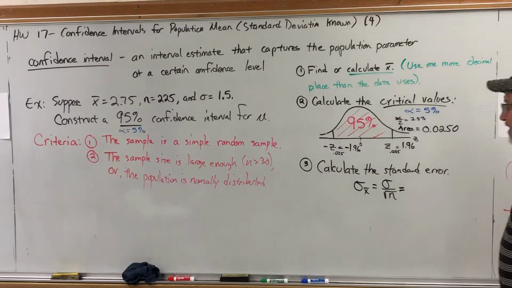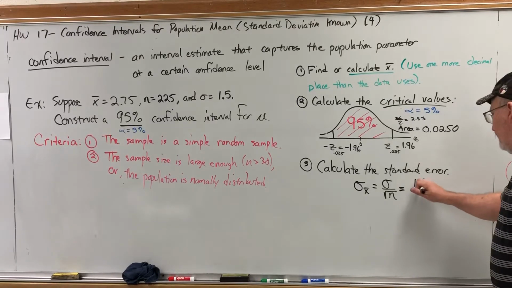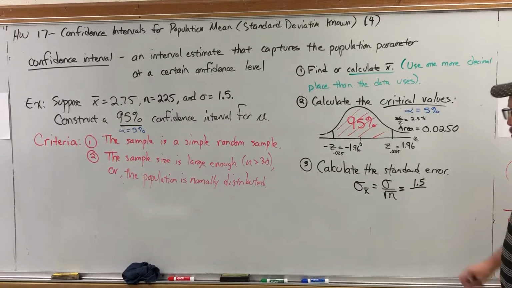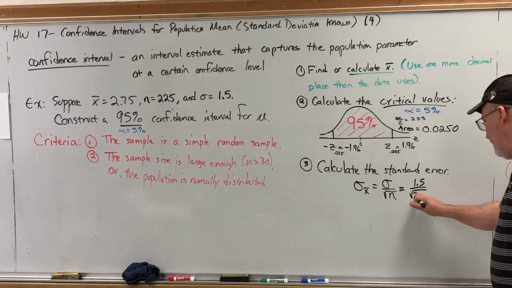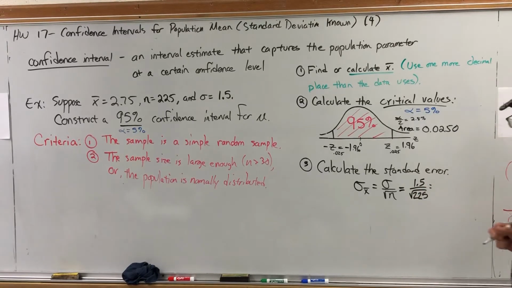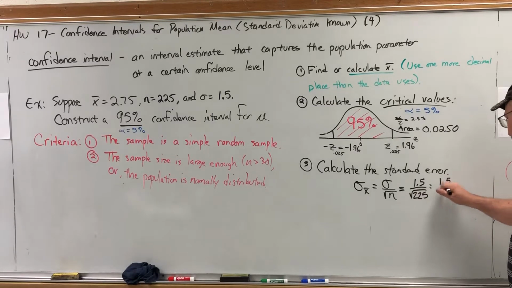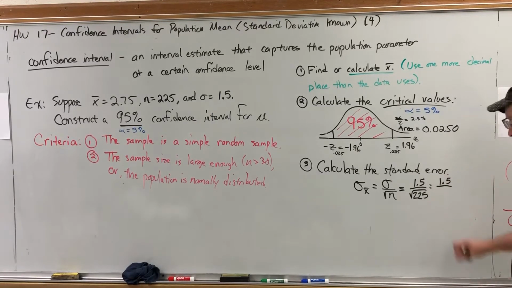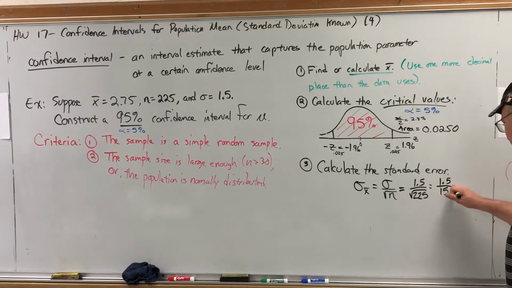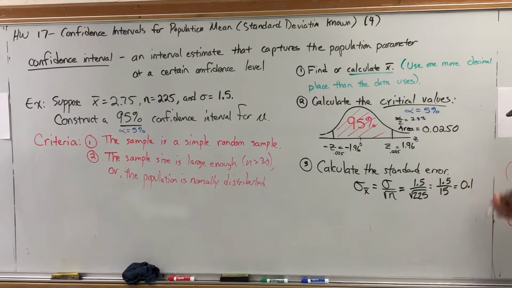So what's our standard error here? Well, it's sigma, which is 1.5, divided by the square root of the sample size. I chose 225 because I know that it's 15 squared. So the square root of 225 is 15. And I don't need a calculator for this. I know it's exactly 0.1.